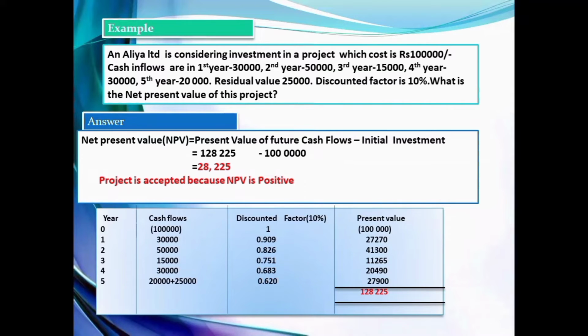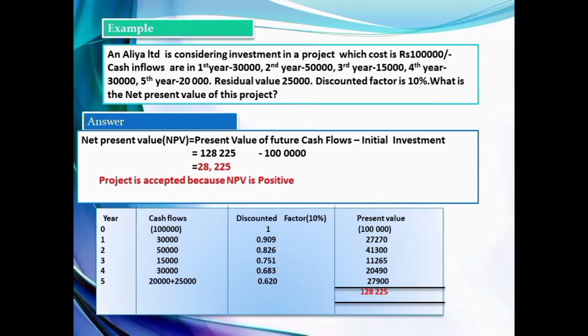Before we calculate the net present value, we have to do some workings. We have to draw a chart with 4 columns. First one is year, second one is cash flow, third one is discounted factor, and last one is present value. Likewise, we have to put year 0 to 5. And for cash flows in year 0 we put minus 1 lakh because that is a cash outflow. Other values are positive, they are cash inflows.